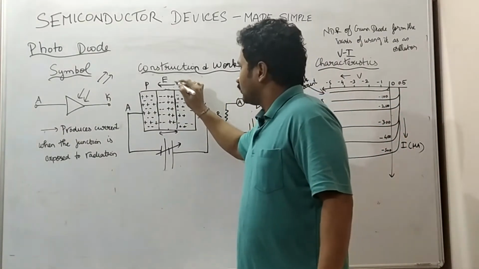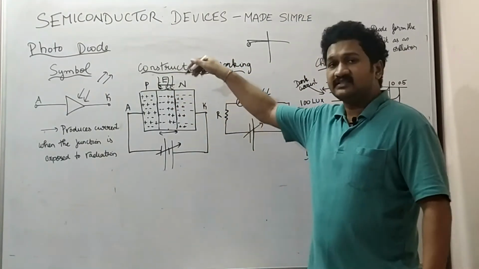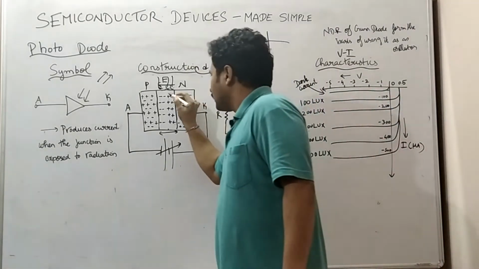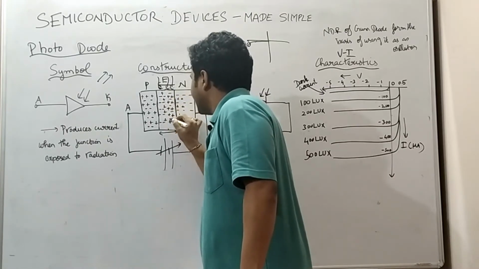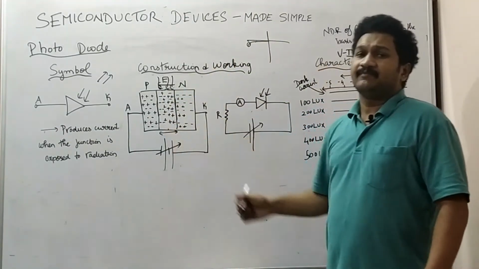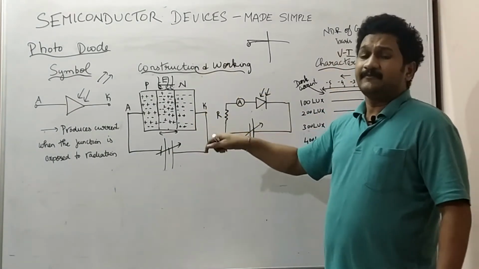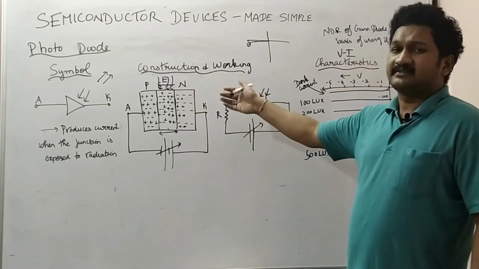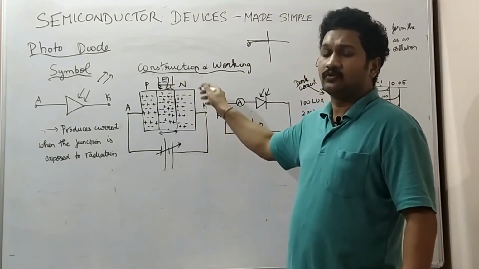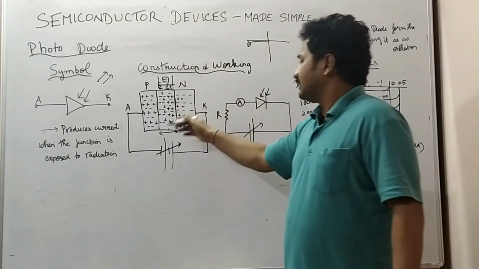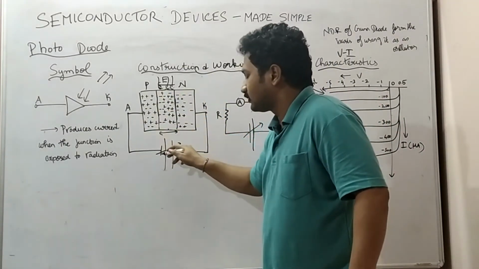Now, when photons are made to be incident on this photodiode, what happens? Additional electron hole pairs are generated in the depletion region. In addition to this process, with the help of the electric field, these free charge carriers, free electrons and holes, start moving towards the supply. Electrons get attracted to the positive terminal and holes get attracted to the negative terminal.